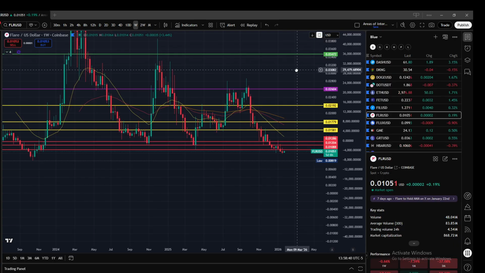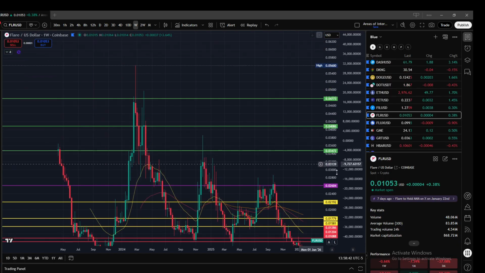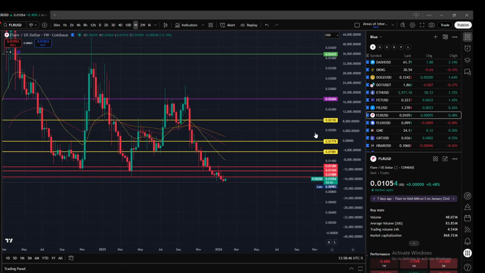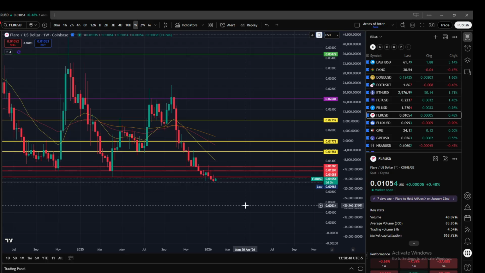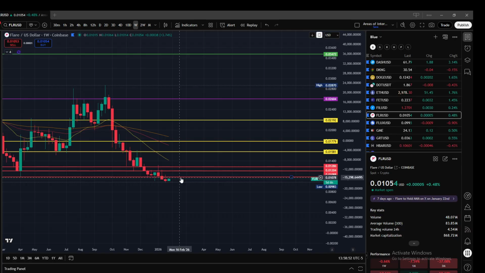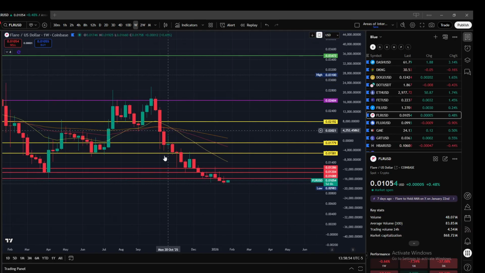In terms of where FLR is at and where it can go, FLR can do a great deal, especially to the upside. It's an $868 million asset, so it's not tiny, but it's not over $1 billion. So these are the levels that we're working with.